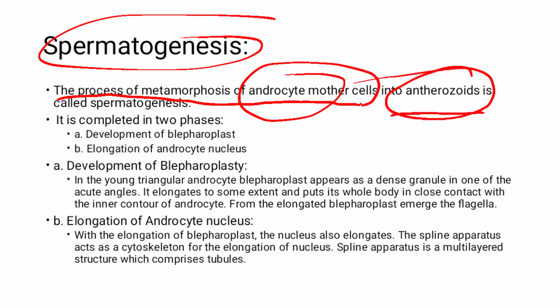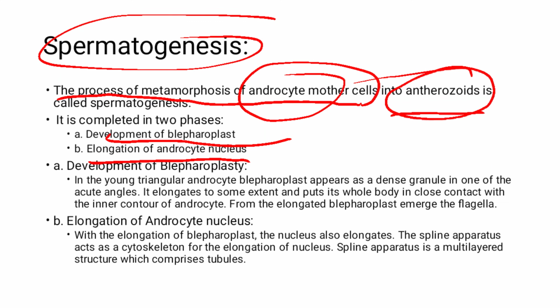It occurs in two phases. So how does the mother cell develop into antheridia? It occurs in two phases. What is the first phase? It is the development of blepharoplast. Blepharoplasts are nothing but the flagella. The second step is the elongation of the nucleus. So first one is blepharoplast.